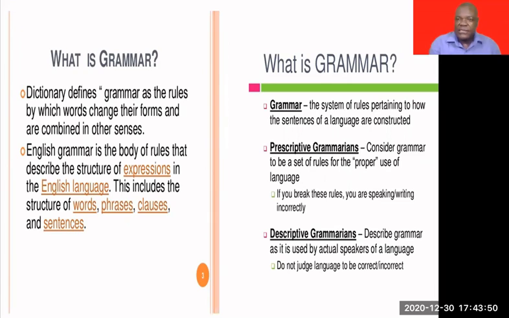Well, let's look at it more. Let me do some adjustments here so we can see it quite clearly. All right. Okay. Grammar, the system of rules pertaining to how the sentences of a language are constructed. Of course, that's one aspect of looking at grammar, the system of rules pertaining to how the sentences of a language are constructed.